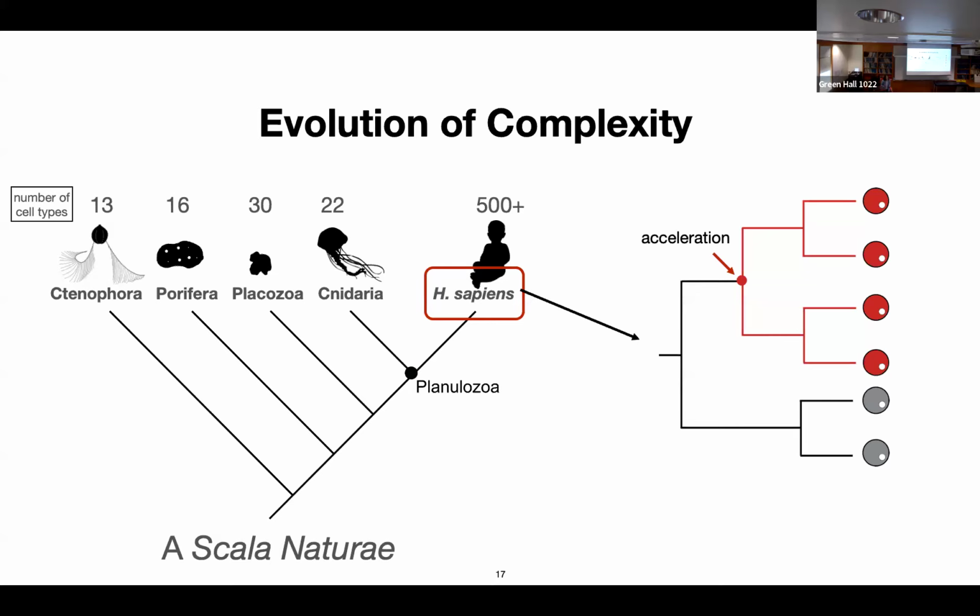And if so, we can use the same phylogenetic comparative tools we use to model speciation to model cell type diversification. So maybe more complex animals experience an acceleration in the rate of cell type diversification. And this is a completely orthogonal approach to the traditional way that we currently study complexity.